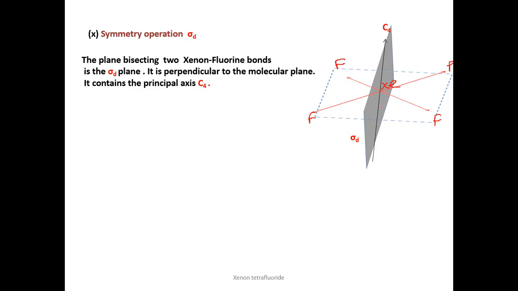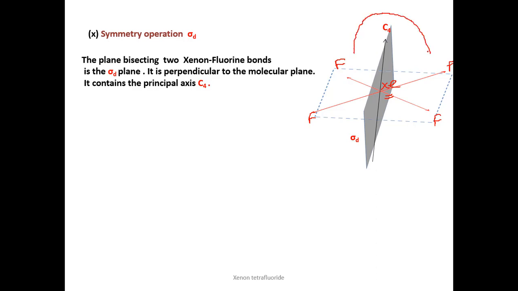The plane is not passing through the xenon fluorine bond, but it is bisecting the 2 xenon fluorine bonds. The plane is bisecting the 2 xenon fluorine bonds, and it is passing through only 1 xenon atom. Only 1 xenon atom is present in the plane. It will be unshifted, whereas all the other atoms will get shifted.